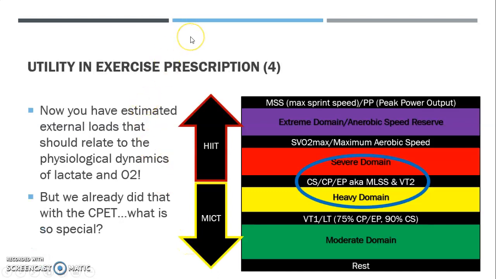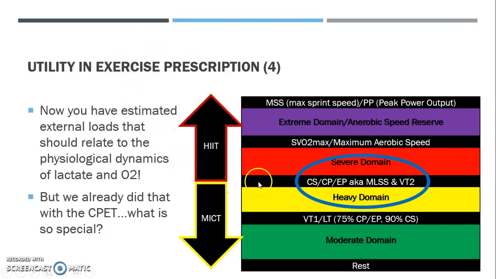So now that we've chosen either the repeated measures or the repeated bout or the 3-minute all-out, it doesn't matter. Once we've calculated and found critical power, critical speed, whatever, now we can really map out basically what kind of domains of intensity this person can exercise at, right?